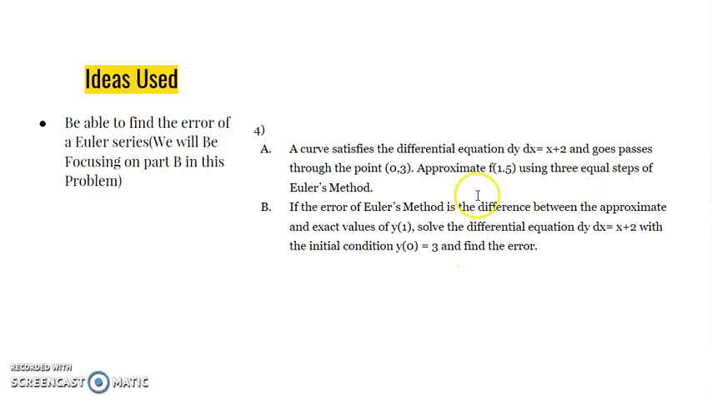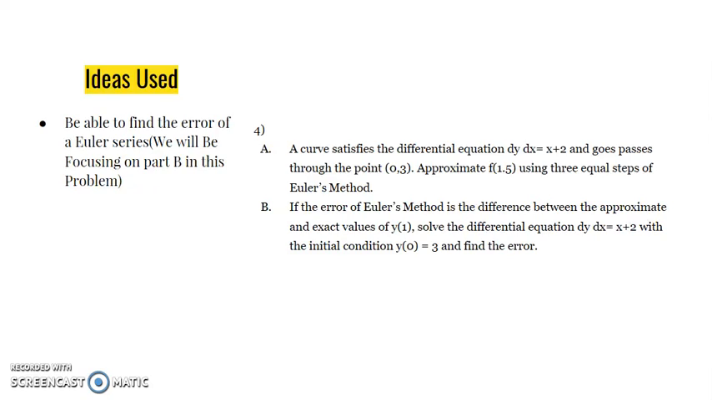So you will be taking 0.5 increments since we want 3 steps, and we're getting from 0 to 1.5. And part B, which we're really going to be focusing on, is: if the error of Euler's method is the difference between the approximate and the exact values of y at 1.5, solve the differential equation dy/dx equals x plus 2 with the initial condition y of 0 equals 3, and find the error.